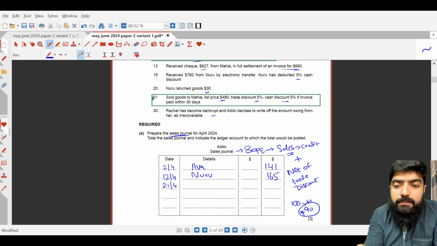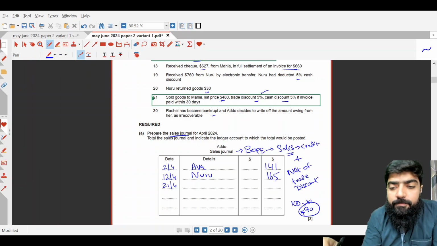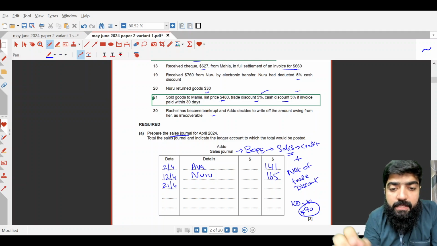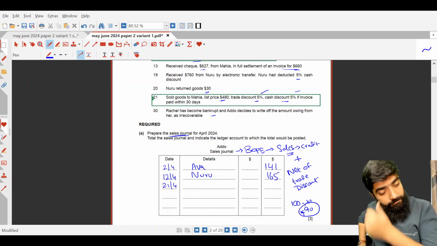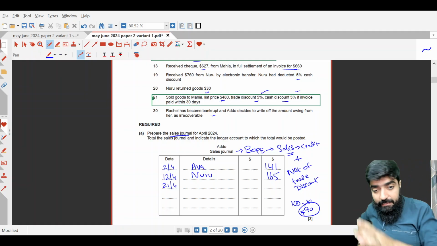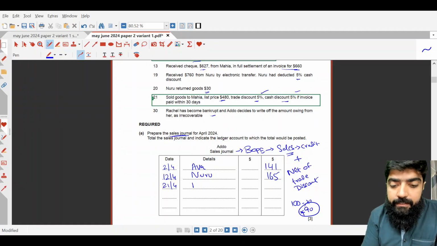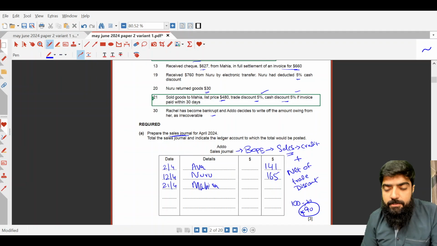Mahia, the list price is 480, trade discount is 5%, cash discount is 5%, and the invoice is paid within 30 days. Now, let me know whether the cash discount will be deducted or not. So the cash discount will not be deducted. Excellent. We will only deduct the trade discount. So for Mahia, 480 minus 5% discount. What will be the amount?